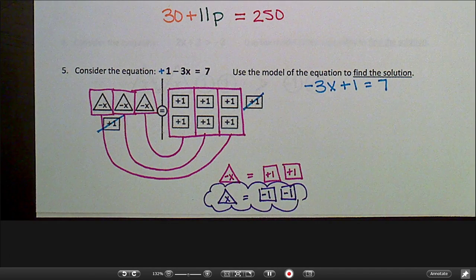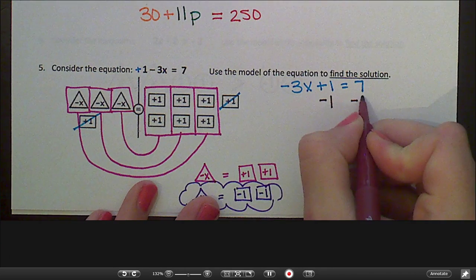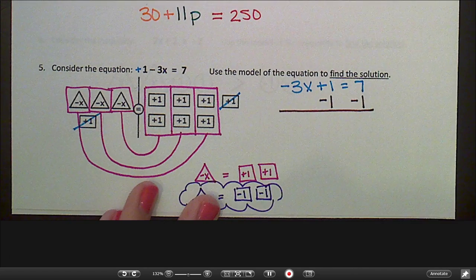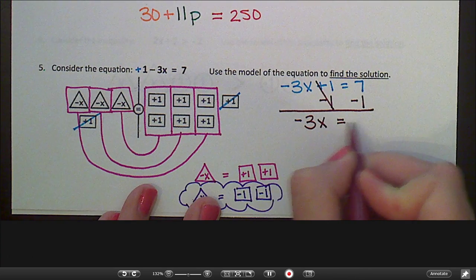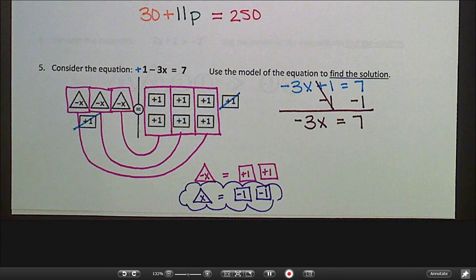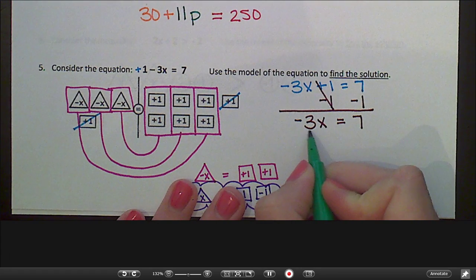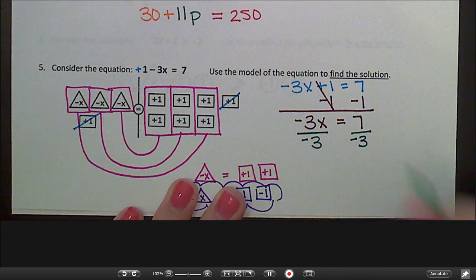Let's go ahead and solve this using algebra as well. I have negative 3x plus 1 equals 7. I'm going to subtract 1 from both sides to undo adding 1. And I'm left with negative 3x equals 7. That's the same thing that we had over here, but I still need to get x by itself. So whatever it is that I'm multiplying by x, -3, I have to also divide by -3 on both sides.